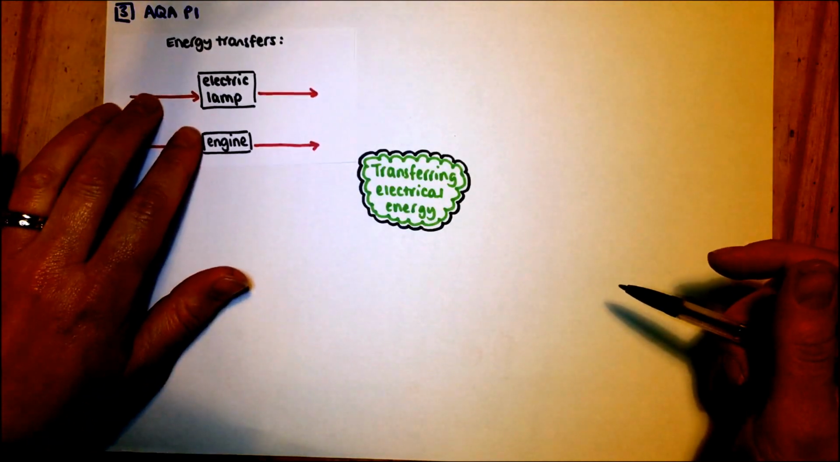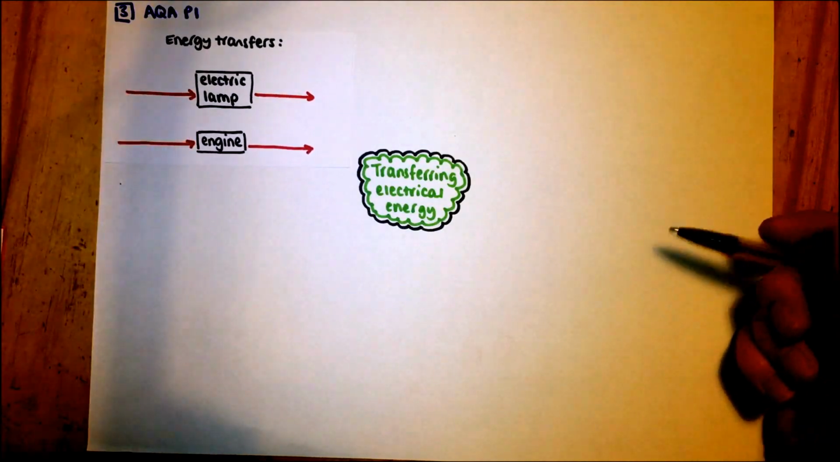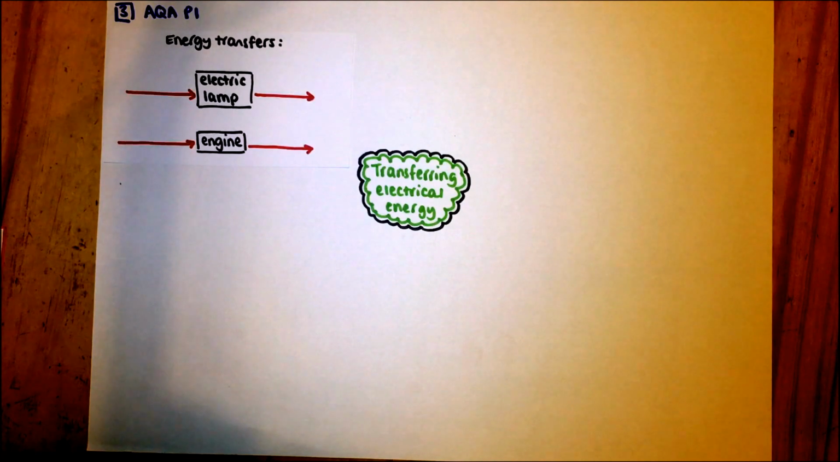Okay, this is the third revision video for P1 and we're going to look at transferring electrical energy, and there's some calculations in this one which I'll work through with you. So you need to be able to confidently, for common appliances, look at energy transfers and be able to label the types of energy we are transferring with that appliance.